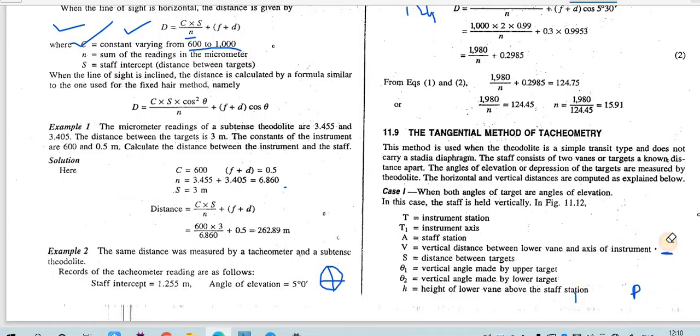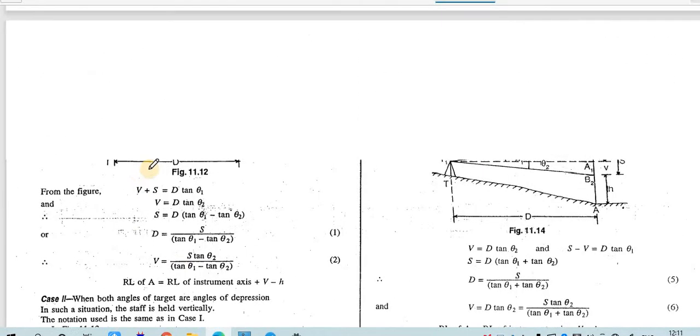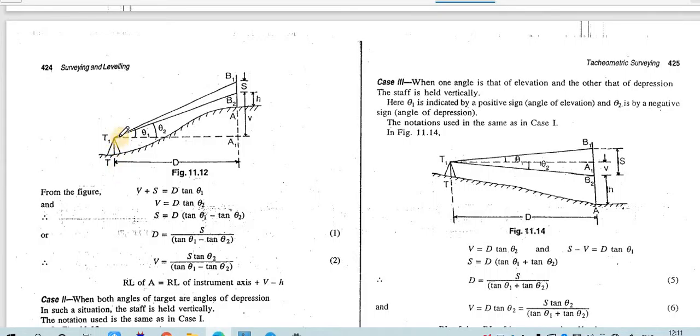We'll try to consider all the cases one by one. So the first case is when both angles to the targets are in elevation. Let me show you the diagram for that. Over here you can see that this is your theodolite, this is your horizontal line of sight, and the first point is B1 and the second point is B2. From the horizontal line of sight, the angle for B1 is theta 1 and the angle for B2 is theta 2. From here to here the distance is D.